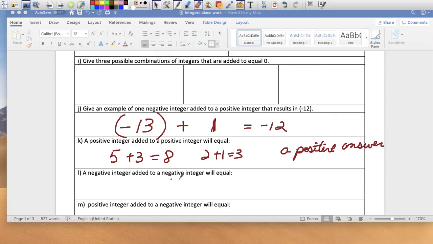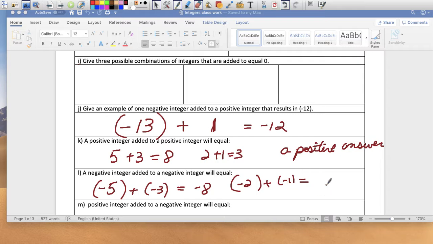A negative integer added to a negative, so if you had -5 plus -3 equals how many negatives? -8, right? And likewise, -2 plus -1. You can't make 0 pairs because they're both negatives, right? So anytime you're adding 2 negative numbers, the answer will always equal a negative integer. Negative answer or negative integer. I should have written negative integer.